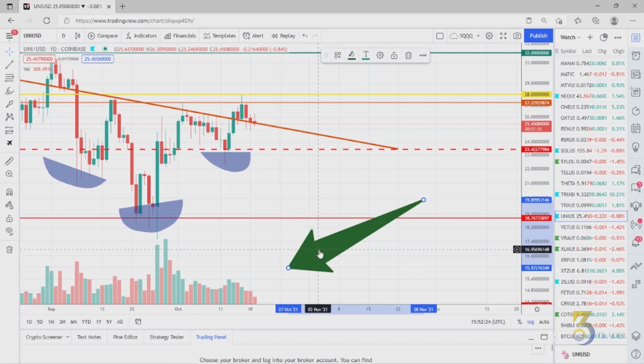Otherwise, it's just drawing lines. It's just drawing patterns and they're worthless. They're worthless without the detailed explanation of what is happening with market psychology, and that is the battle between buyers and sellers, winners and losers.